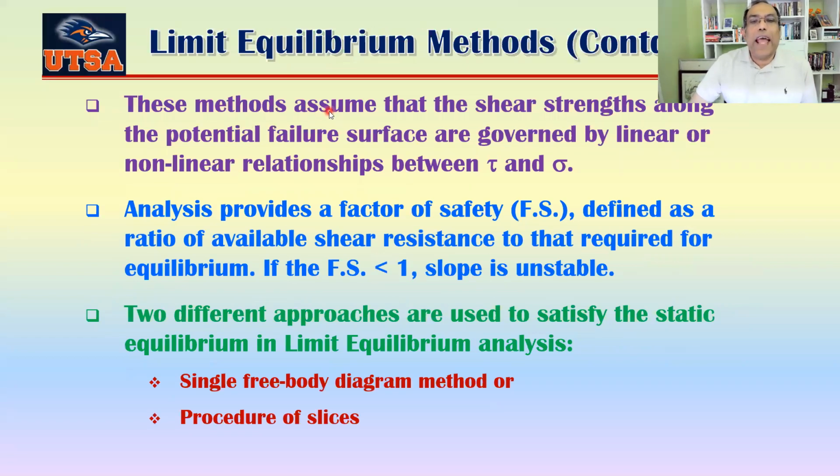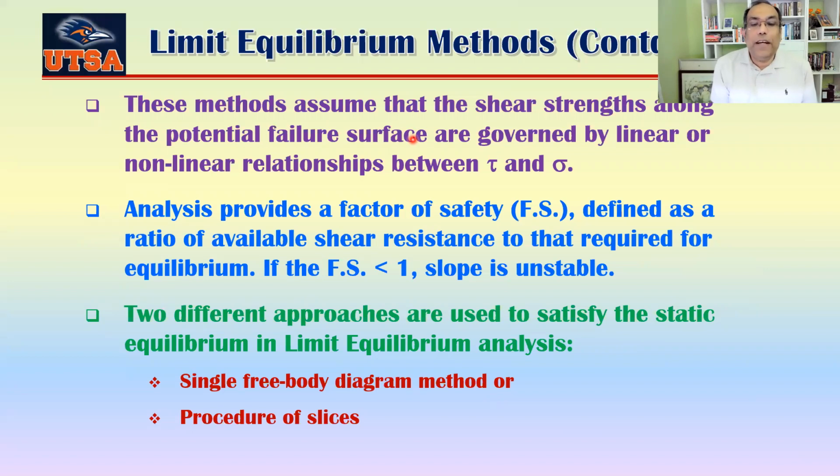So these methods assume that the shear strength along the potential failure surface is governed by a linear or nonlinear relationship between the shear strength and the normal stress. So analysis provides a factor of safety defined as the ratio of the available shear resistance to that required for equilibrium. If the factor of safety is less than 1, then the slope is unstable.